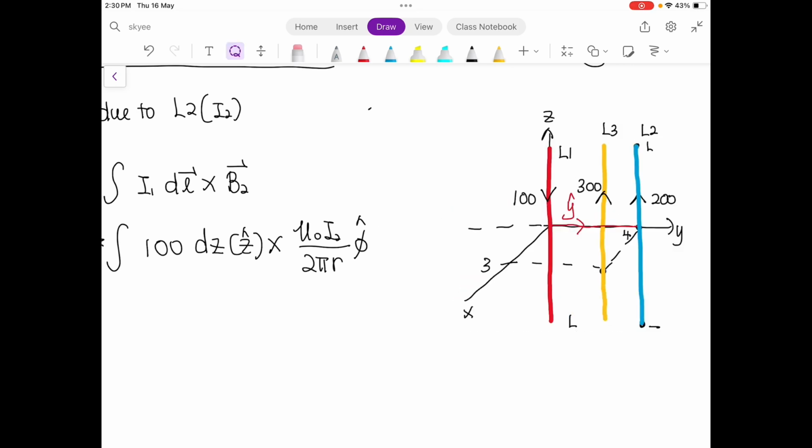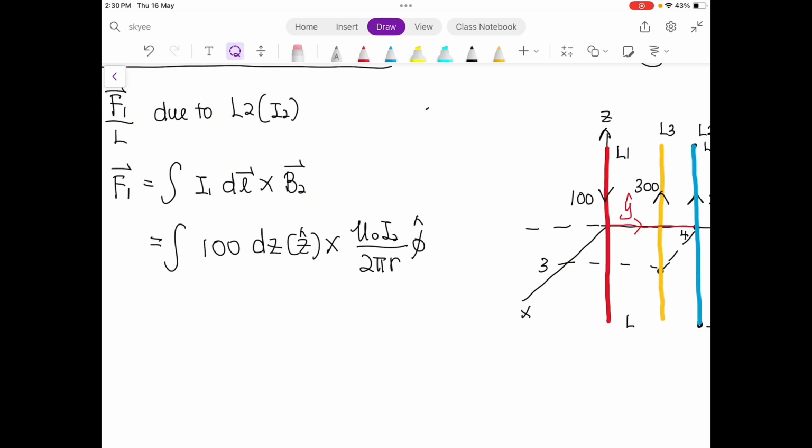Okay, so the length of the I1, you see, it is from L to negative L, following the direction of the current. Now there is the R over here. So how do we find the R?